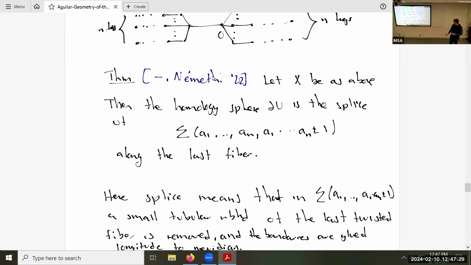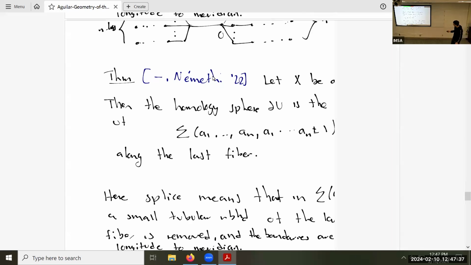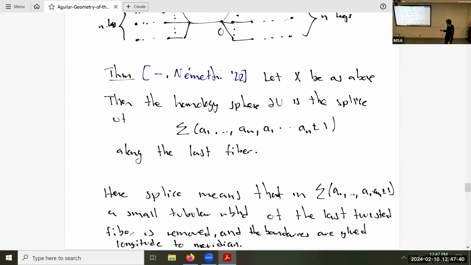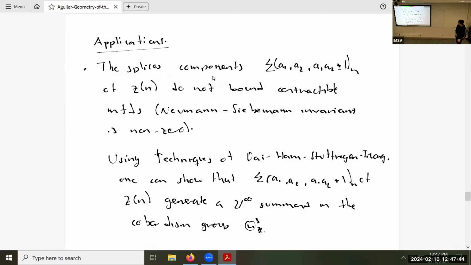We remove some tubular neighborhood and glue longitude to meridian. So this is the thing that I was telling before. And so let me give you some applications of this.